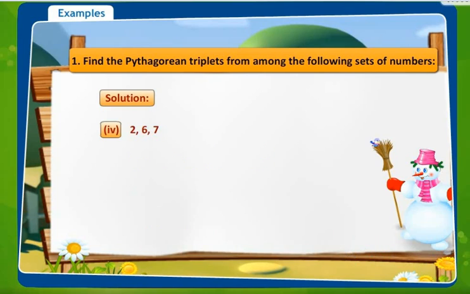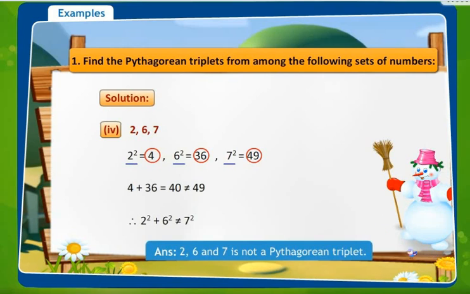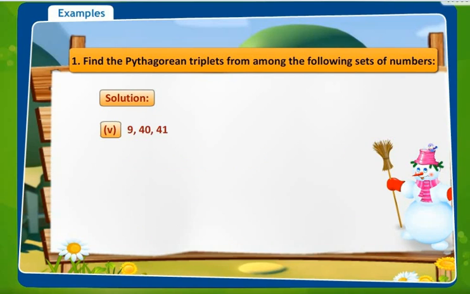2, 6, 7. Now 2 square is 4, 6 square is 36, 7 square is 49. Now 36 plus 4 is 40. Again 40 is not equal to 49. Hence 2, 6, 7 does not obey the Pythagorean law. So 2, 6, 7 is not a Pythagorean triplet.